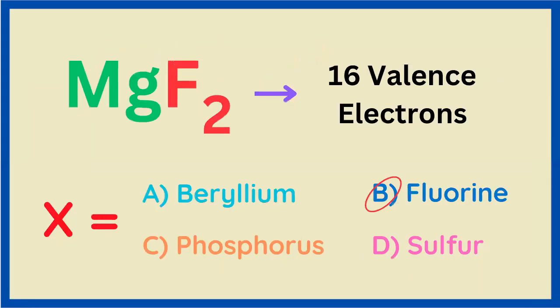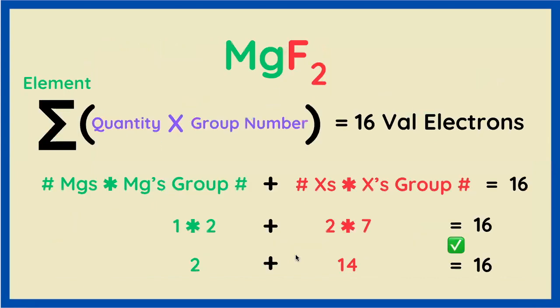So the correct answer is B, fluorine, and therefore MgF2 is our molecule of interest, and we want to check and see that it does in fact have 16 valence electrons. We're going to plug in all the numbers. 2 times 7 is 14, 1 times 2 is 2, 2 plus 14 equals 16, and yes, that does check out. So that means that fluorine is the correct answer.